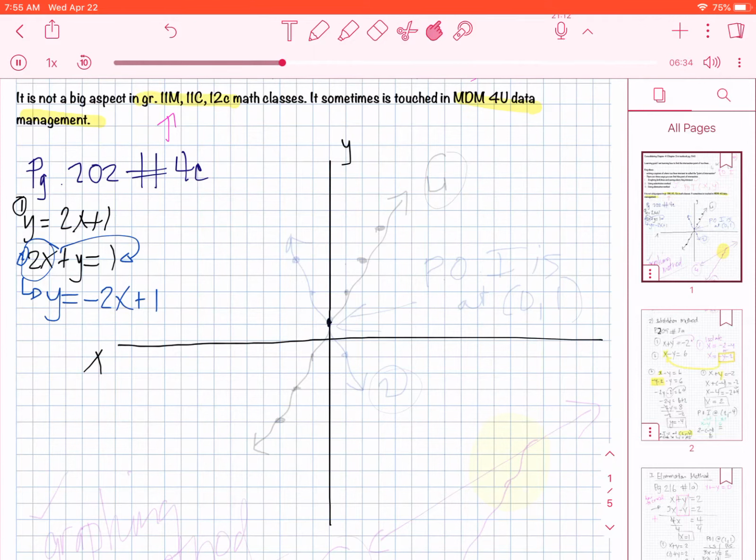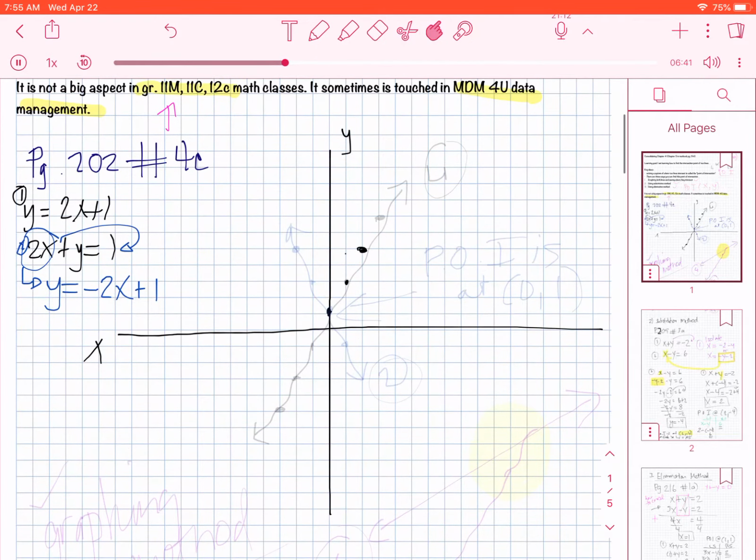Okay. And then we're going to go up 2 over 1. Up 2 over 1. And I want to make sure I go in both directions. So I'm going to go down 2 from 0, 1, over 1, down 2 over 1, down 2 over 1.